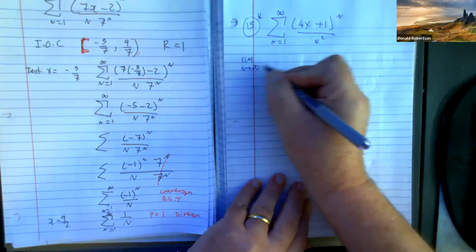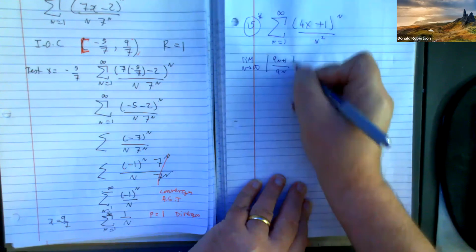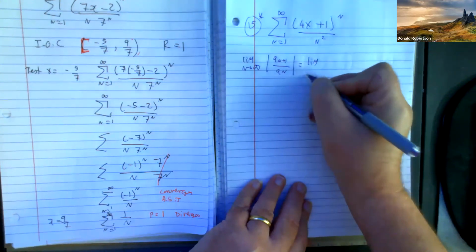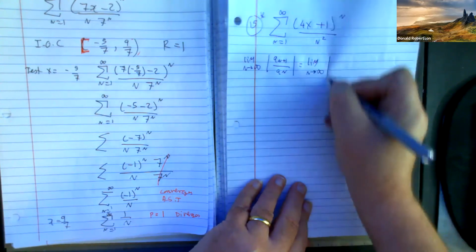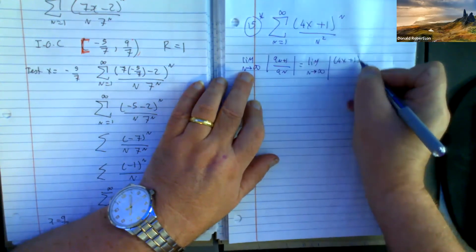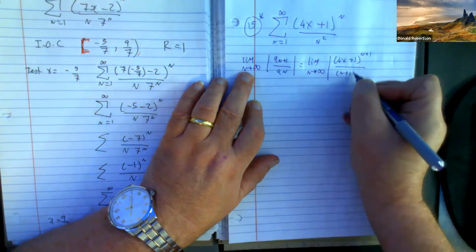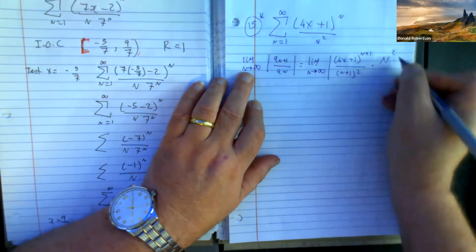So it's going to be the limit as n tends to infinity of a_(n+1) over a_n. And that's going to be the limit as n tends to infinity of make everybody that's an n plus 1. And then turn the other guy upside down.